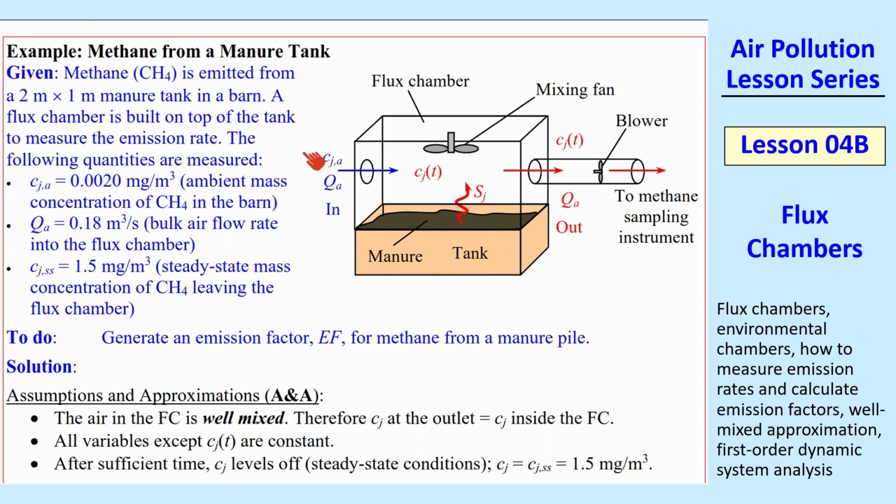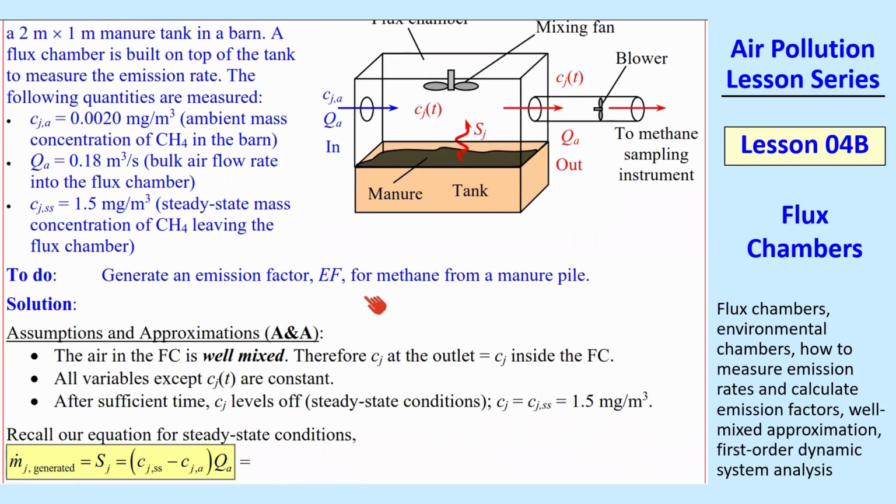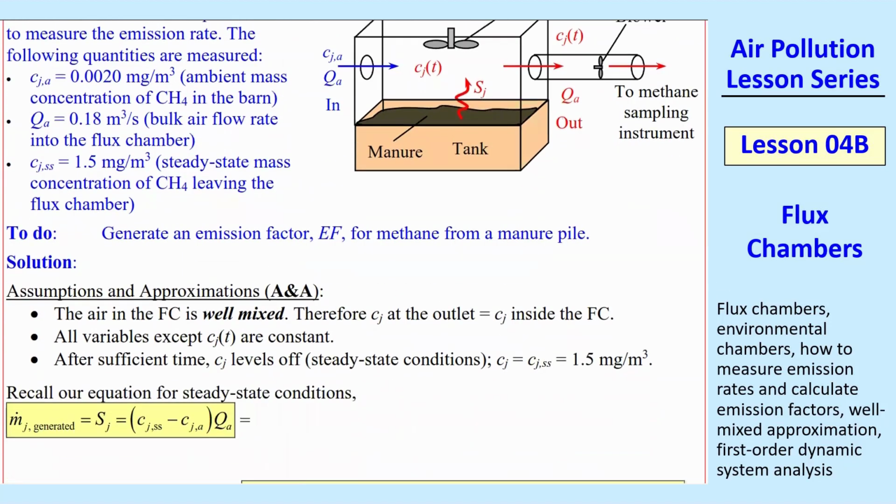That's the ambient. So there's some ambient in the barn there. We measure the volume flow rate of the bulk air, and CJ steady state. You run this for a long enough time till it levels off at 1.5 milligram per meter cube. And so let's generate an emission factor for methane from this manure pile.